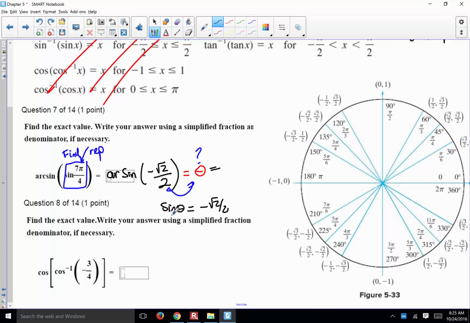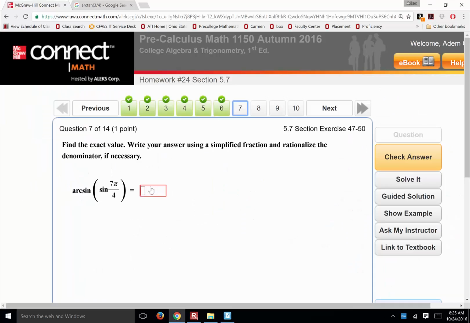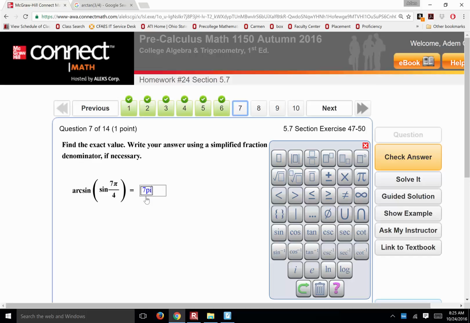So tell me, which point on this wheel has y coordinate negative root 2 over 2? This y coordinate of that point, which is this same point, right? Correct? So it's 7 pi over 4. Oh, it turned out these two are cancelling. Is that right? 7 pi over 4.